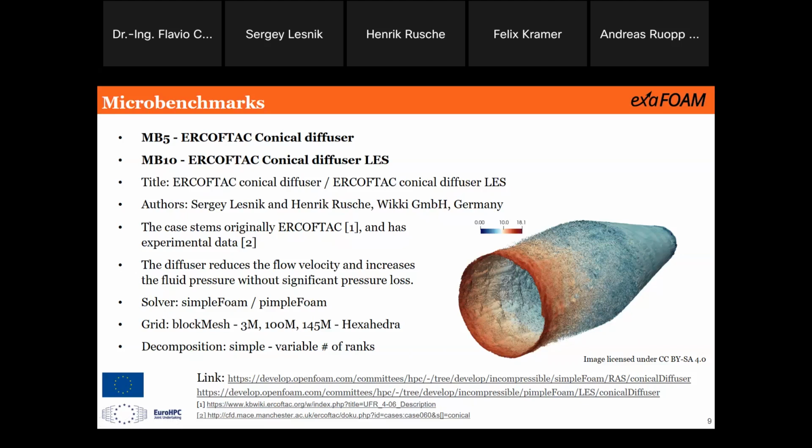Why a conical diffuser? The diffuser reduces the flow velocity and increases the fluid pressure without significant pressure loss. That's why diffusers are used, and they are well suited as validation test cases. We have two versions, a steady state version using simpleFoam and an LES version using pimpleFoam. Both use grids generated using blockMesh. We have different sizes, 3 million, 100 million, and 145 million, all with hexahedral elements. In this test case, we have used the simple decomposition method.